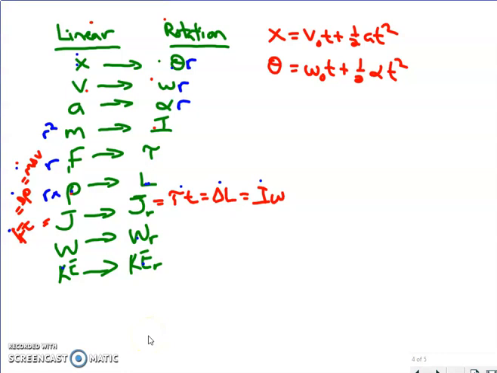Somewhat reassuring to you. So if you're feeling like you really don't have a good handle on equations, but you feel you have a good handle on the linear part, not the rotational, I want you to see that it's not hard to go back and forth between the two.